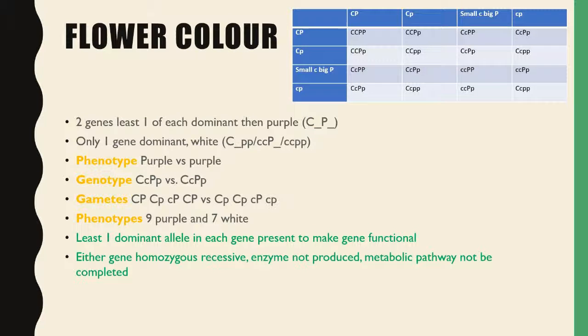In flower color, you basically go through the same thing as you see up there in the top right. There's the Punnett square for it. If both genes have at least 1 dominant allele, then it will be purple. So a capital C and a capital P, for example, if you have both of those, then you'll be purple. If only 1 gene is dominant, you'll be white. So for example, if you only have a capital C, or if you only have a capital P, or if you have neither. So if we cross purple versus purple, which we have done there in the Punnett square available, then you'll get 9 purple and 7 white. The gametes are shown there as well.